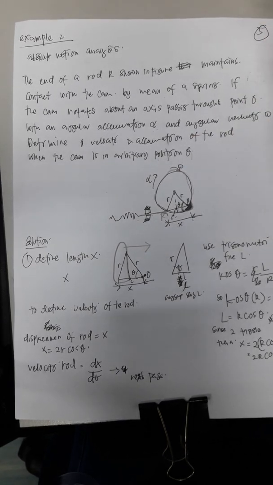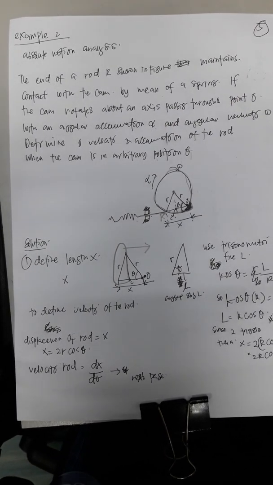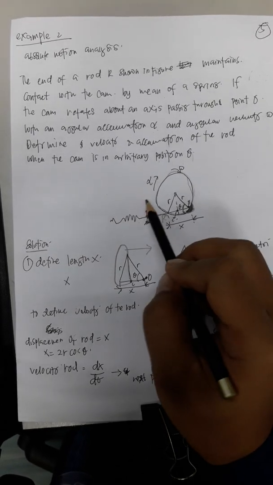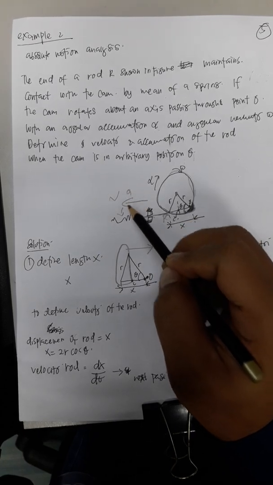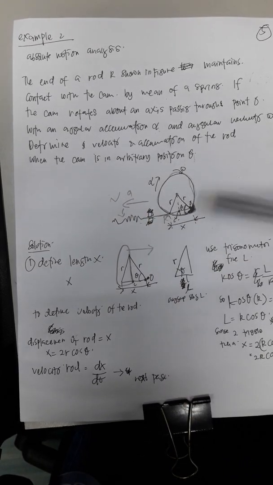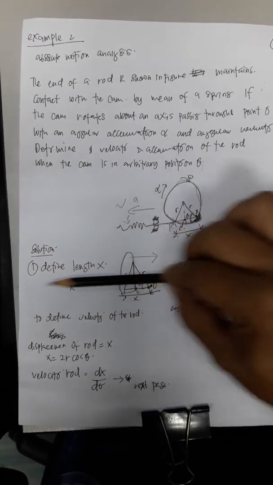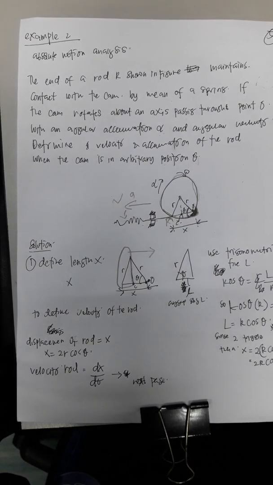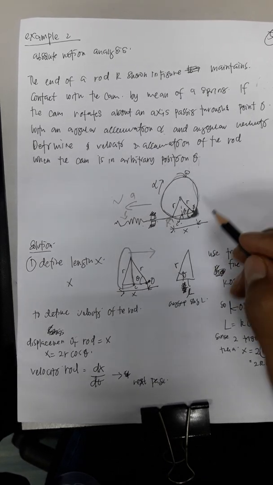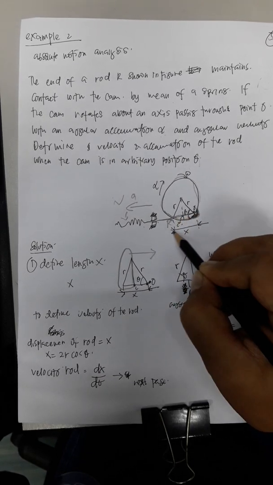So how to define the velocity? How to define the velocity and acceleration of the rod? So meaning that v of the rod and acceleration of the rod. If this cam rotates, the rod will move like this. So how to define the velocity and acceleration of the rod? We have to define the length of x firstly. So this is the length of x from this cam. Okay, this is the length of x.